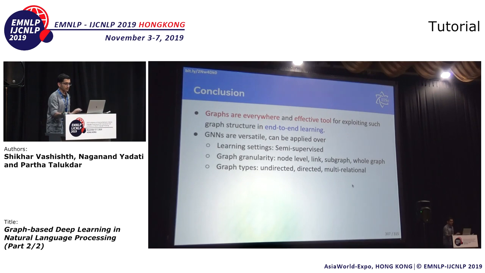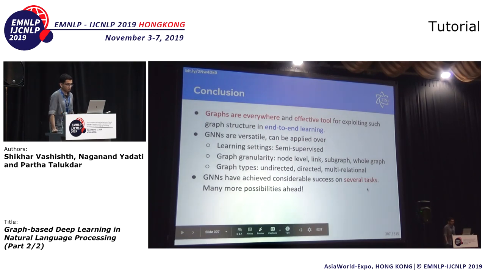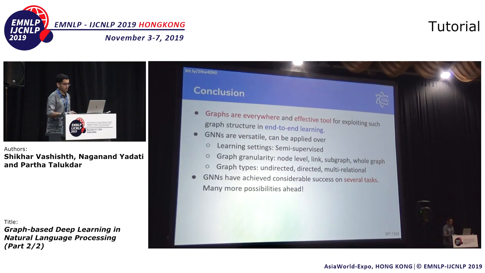GNNs have been proposed for all types of graph structures, starting with undirected graphs, to directed graphs, and GNNs for multi-relational graphs where the edge has direction as well as label information. Variants of GNNs have been proposed for these. In both NLP as well as vision, there have been several tasks on which GNNs have given substantial improvement in performance, and there are many more possibilities ahead.